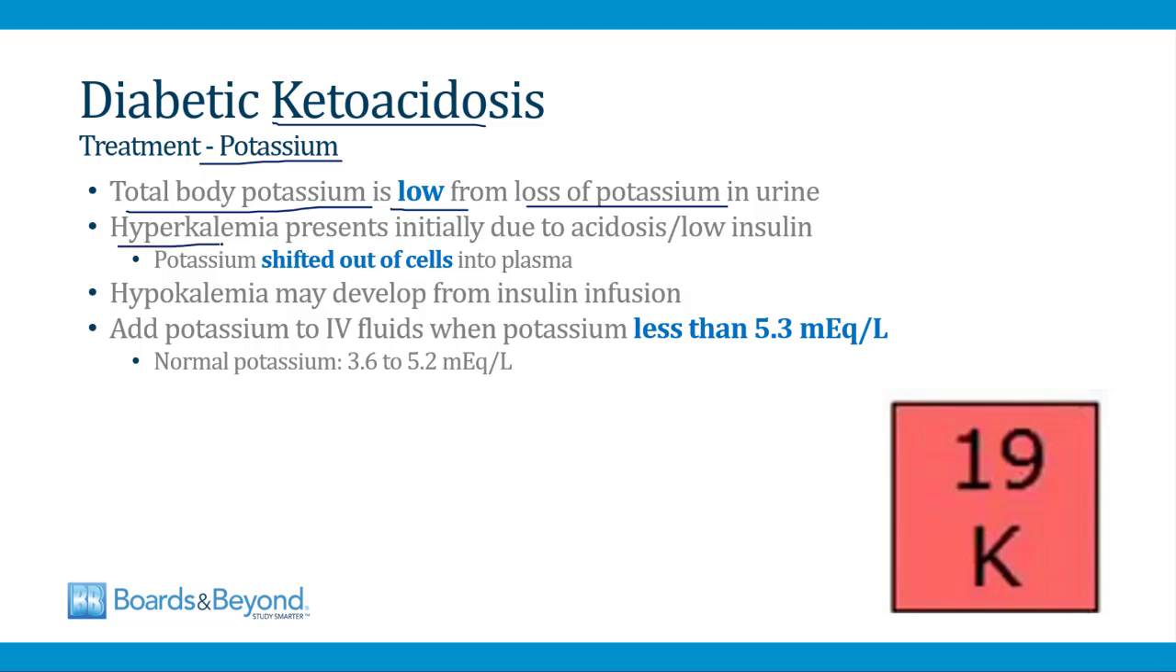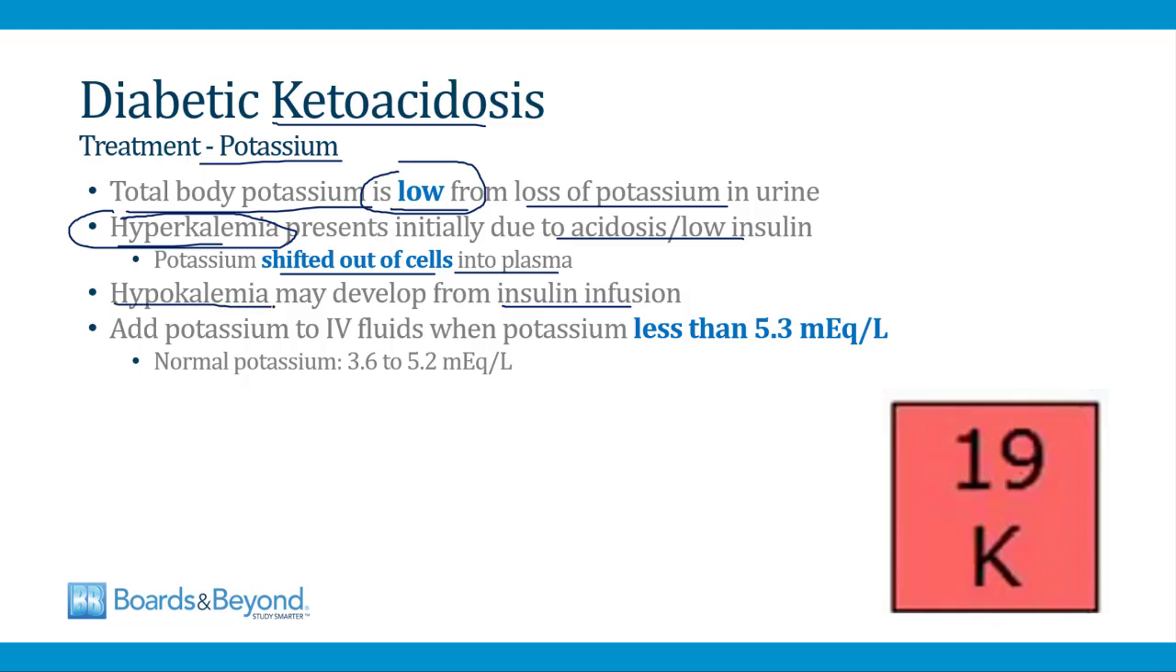They present with hyperkalemia, but this is misleading. Their serum potassium is up because of acidosis and low insulin. This shifts potassium out of cells and into the plasma, causing hyperkalemia even though their total body potassium is actually low. What this means is once you begin treating them with an insulin infusion, you will shift potassium back into cells, and these patients can develop hypokalemia that can potentially be life-threatening.